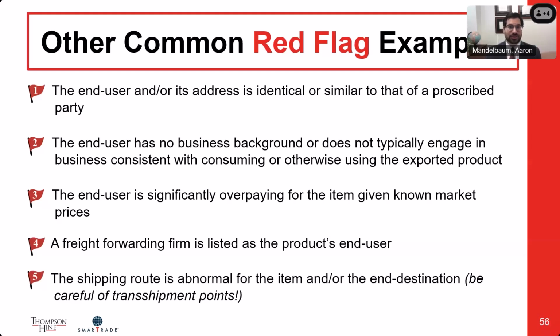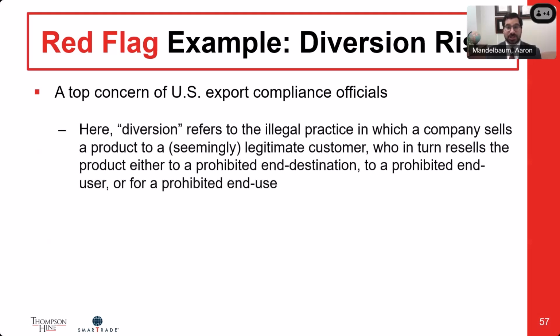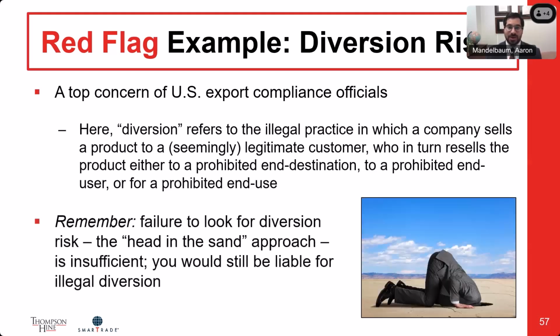There is one red flag in particular that I really want to highlight for you today, and that is this notion of diversion risk. This is a top concern among US export compliance officials. Effectively, this refers to the illegal practice where you send an item to a seemingly legitimate customer, but in turn, that customer then resells the item to a prohibited end destination, end user, or for a prohibited end use. That's obviously highly unfortunate. I really can't emphasize enough that you have to look for diversion. And in fact, for all of these red flags, you can't take the infamous head-in-the-sand approach. It just won't fly. You could still be held liable for illegal diversion.